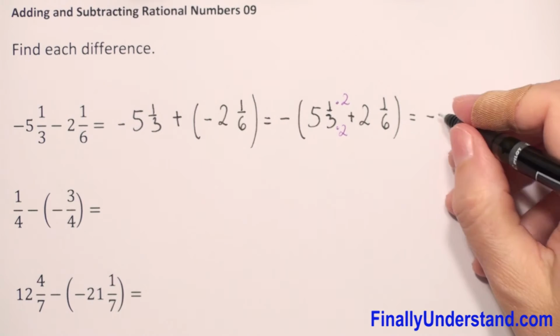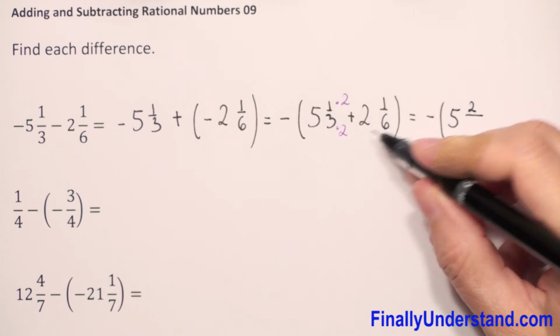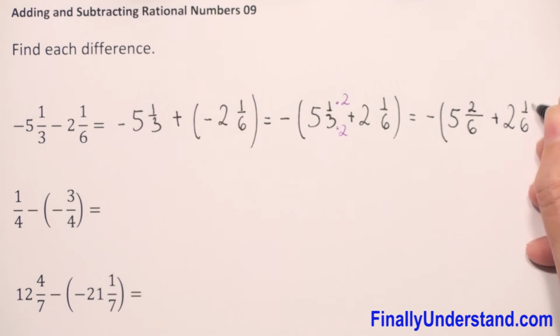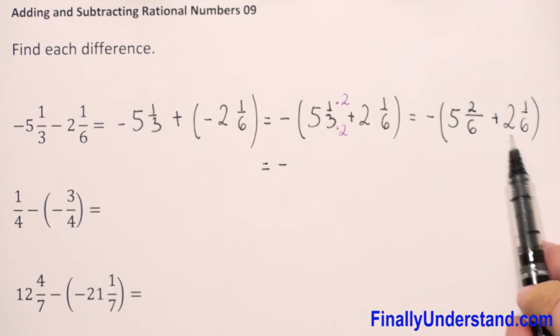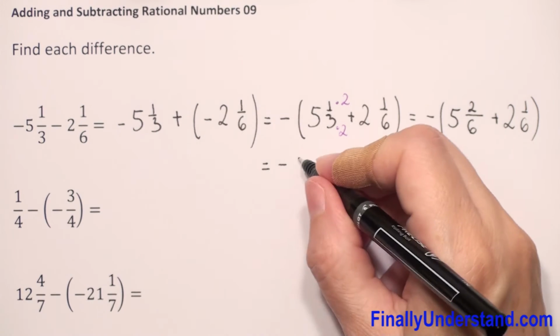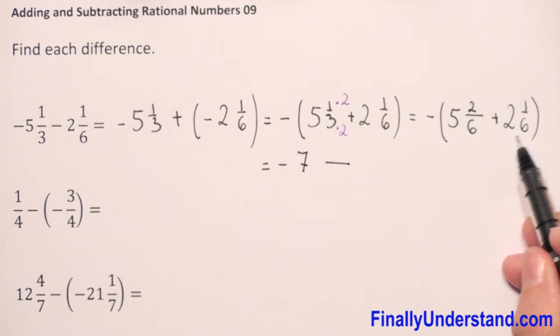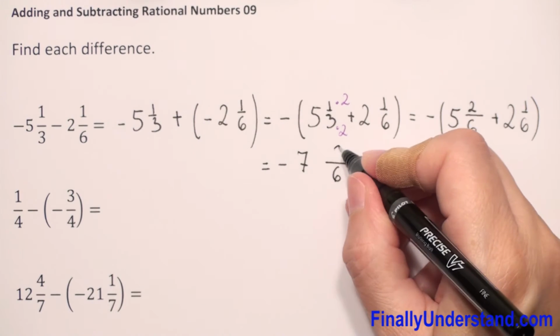So we have 5 and 1 times 2 is 2, 3 times 2 is 6, plus 2 and 1 over 6. Now, copy the negative sign to add these two mixed numbers. We add whole number to whole number and we have to add these two fractions. We have the same denominator, so we can do this. 5 plus 2 is 7, and when we add fractions, we copy the denominator and we add numerators. 2 plus 1 is 3.